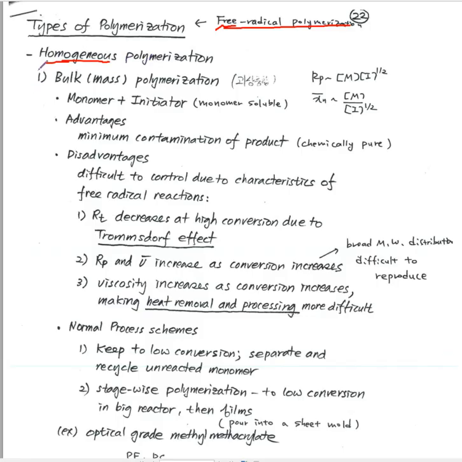So the first polymerization method in homogeneous polymerization is called bulk or mass polymerization. Okay? So in here, we only use monomer and initiator. And generally, monomers are in liquid phase, and initiators are also liquid, and these two are miscible with each other. The initiator is soluble in the monomer. Okay, so we simply mix them together. We just put in monomers and add a small amount of initiator. Okay, and you just do the reaction. It's quite simple, right?